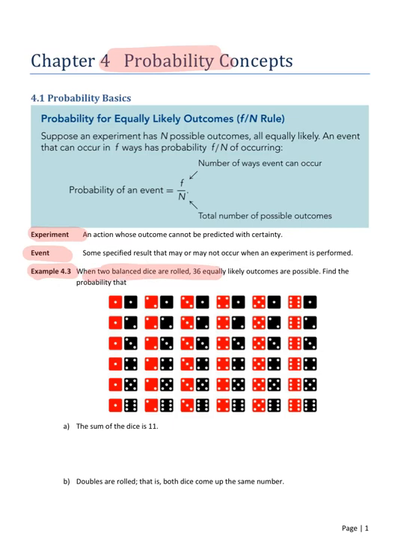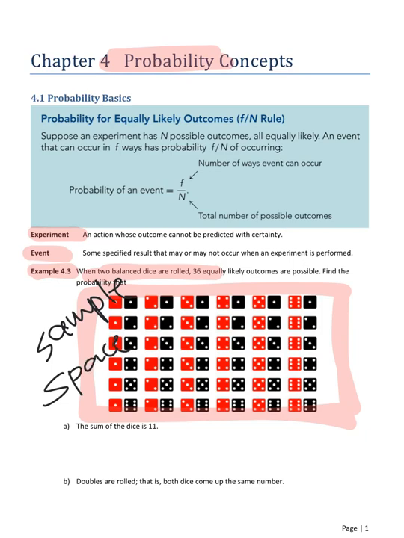In this example, we are rolling two dice. Rolling two dice is an experiment. And here are the outcomes. 36 possible outcomes, 6 by 6. We call them the sample space. Later we are going to define the sample space, but actually the sample space is a collection of all possible outcomes. In this experiment, we can expect 36 possible outcomes, the sample space.